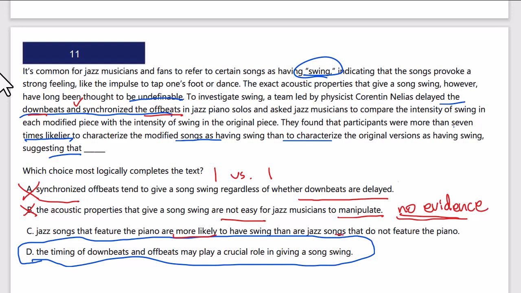C. Jazz songs that feature the piano are more likely to have swing than jazz songs that do not feature the piano. So this is kind of mixing the facts again. We do know that they used piano solos for their experiment, but there is no comparison here of piano versus no piano. So here's another typical answer choice: a false comparison, one that is not backed up by the evidence in the text.